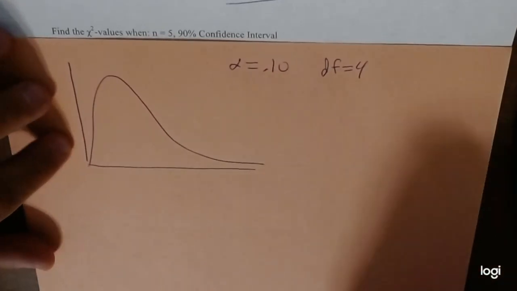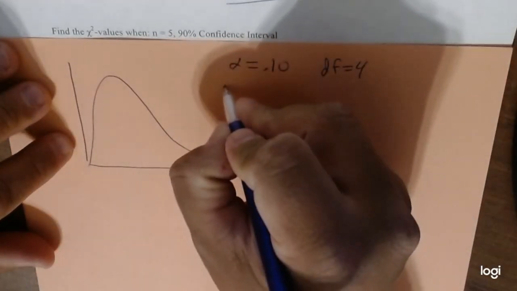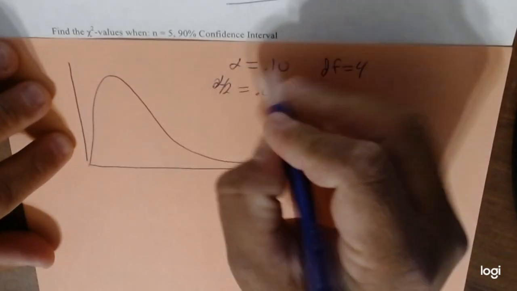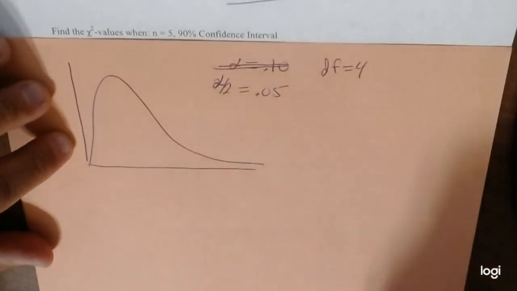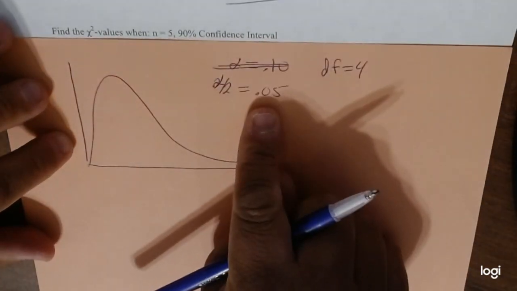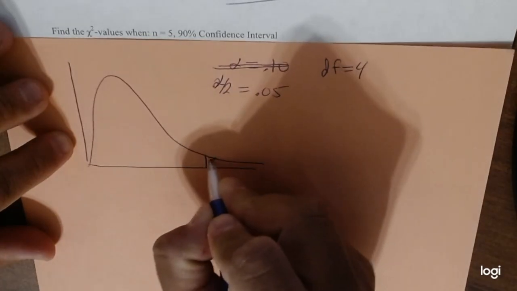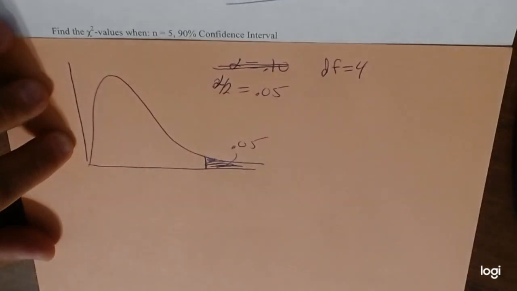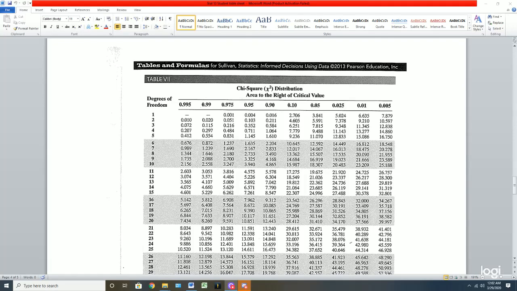Okay, so now first thing we have to do is cut this in half. So alpha over 2 is going to be 0.05. So again, just for my sake, I'm just going to cross this out because I'm never going to use that anymore. I'm only using this one. So now my alpha is over here at 0.05. And now using that degree of freedom and that alpha, what is our rightmost chi-squared value going to be? And hopefully you say 9.488.